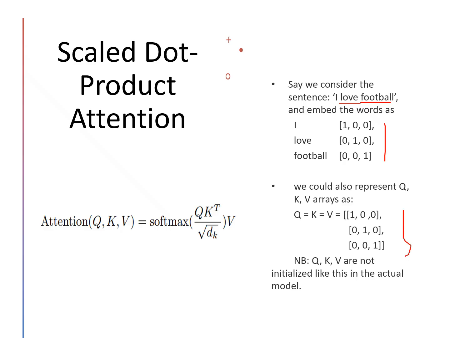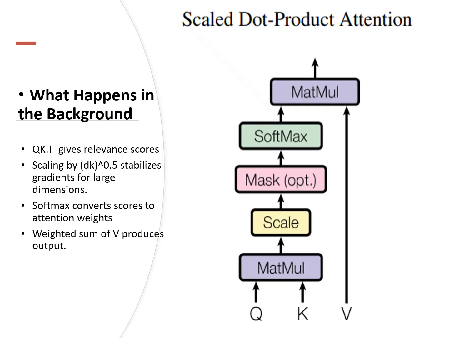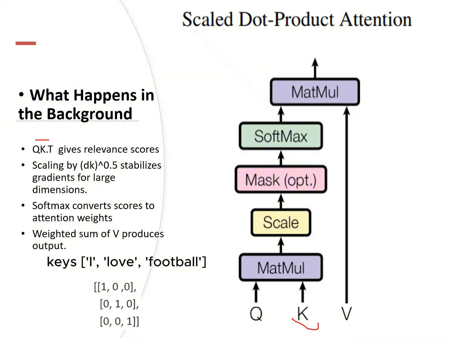And just a quick note that this is not how these matrices are initialized in the model, but this is just for a little explanation. Actually, what happens in the background is the product of Q and K transpose, which gives relevance scores. So we multiply, for example, the query Q, which could be the word "I", by the keys, in this case every other word: "I love football", the other words.